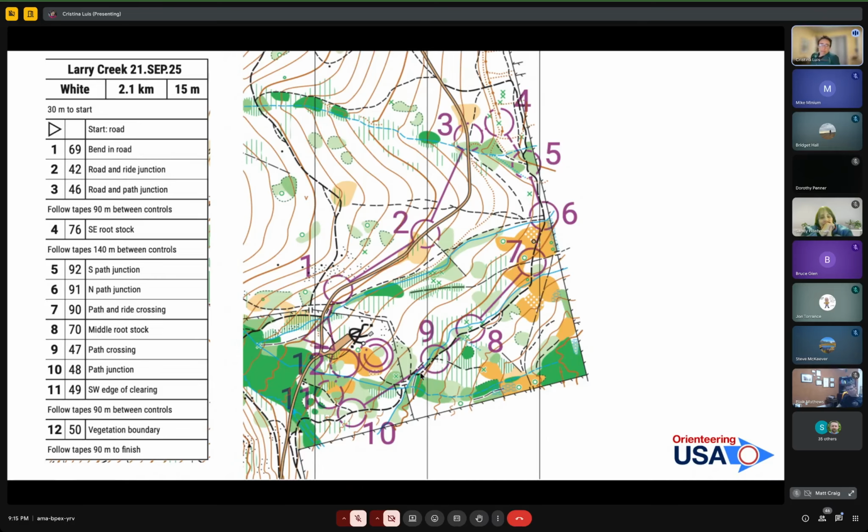I'm guessing the course setter didn't think that it was necessary. He's pretty thorough, but I don't remember. I was running very hard when I went through there.